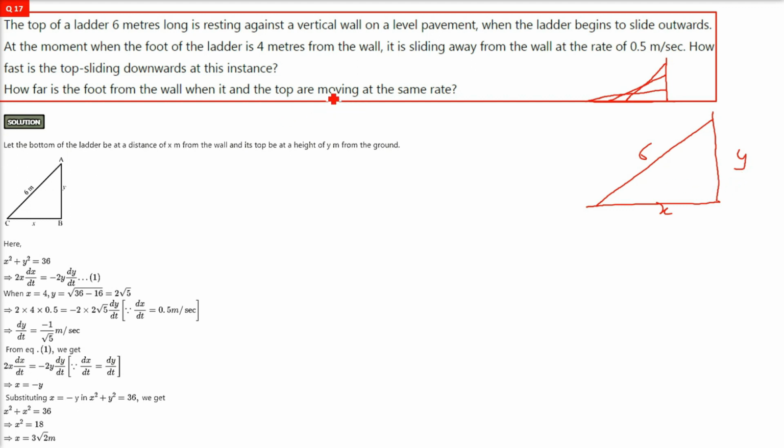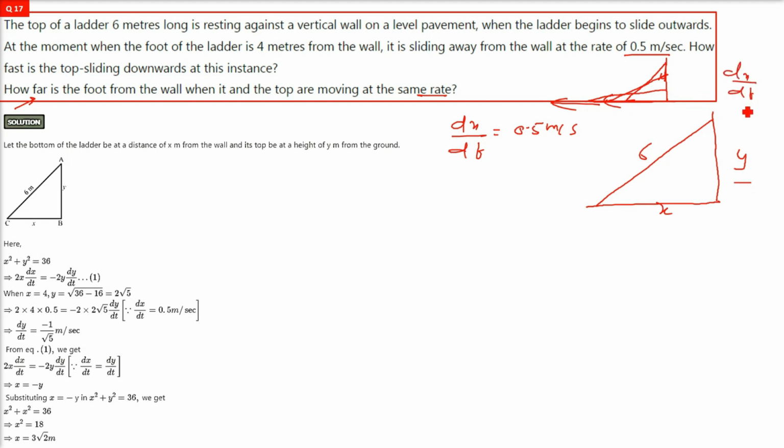And they are asking for the rate. That means one will be dx by dt, one will be dy by dt. So the rate is 0.5 meter per second and it is sliding away from the wall. So dx by dt is given as 0.5 meter per second. So we need to find out x, how far the foot is from the wall, when it and the top are moving at the same rate. When dx by dt and dy by dt are both the same, then we have to find x, but before that we have to find dy by dt.